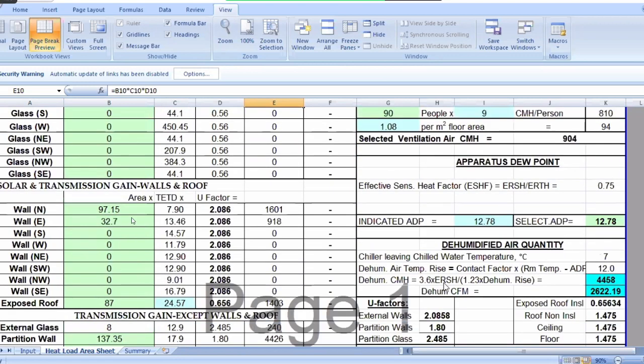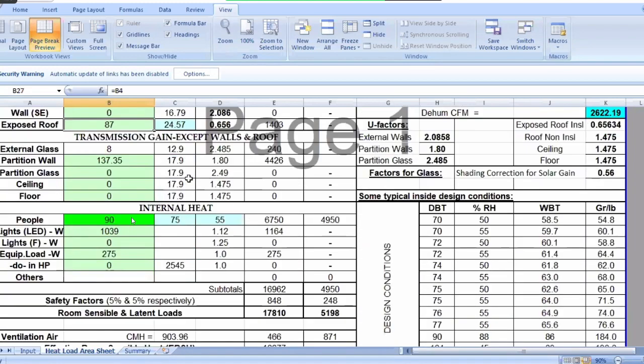So there was a wall on the north and east side. For the north side wall, this is the area. For the east side wall, this is the area minus the glass area. This is the TETD, this is the U factor, and this is the heat load. Then the exposed roof is there. Then the external wall, and this much is the partition wall. This is the temperature difference of the partition wall, this is the U factor, and this is the heat load.